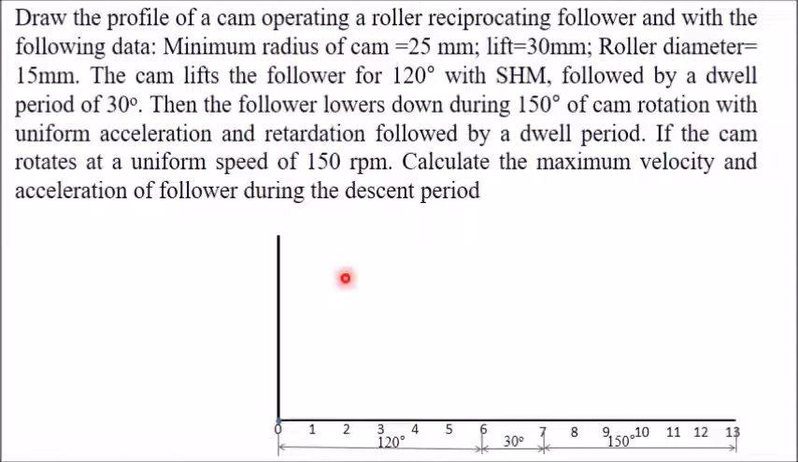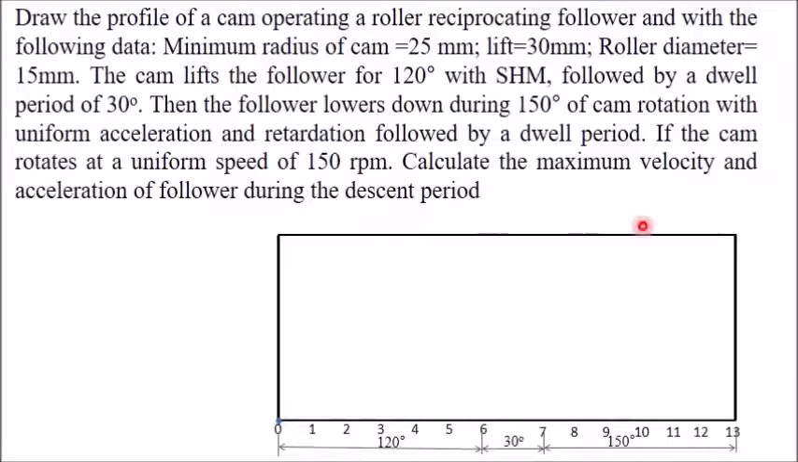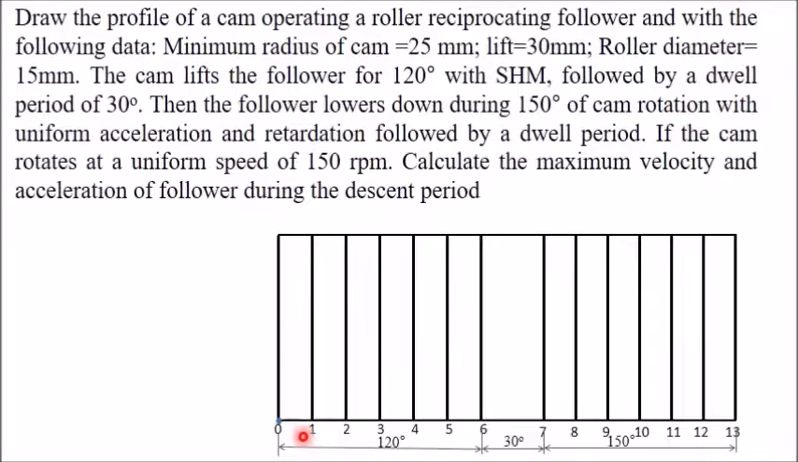Now complete this rectangle. I have completed this rectangle. Now you can draw vertical lines from each point. From each point you draw vertical lines. In this way you have completed some part.